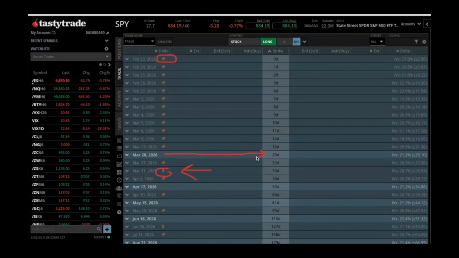But that's what's happening. So once you determine if you want to do a weekly, a monthly, or a quarterly, you'll open it up. Let's just say we're going to do this monthly here.